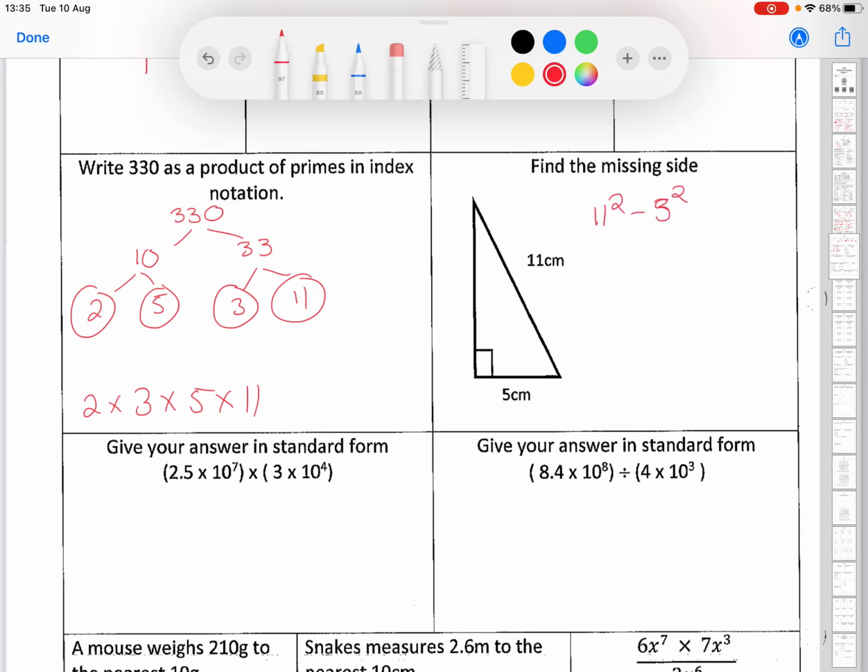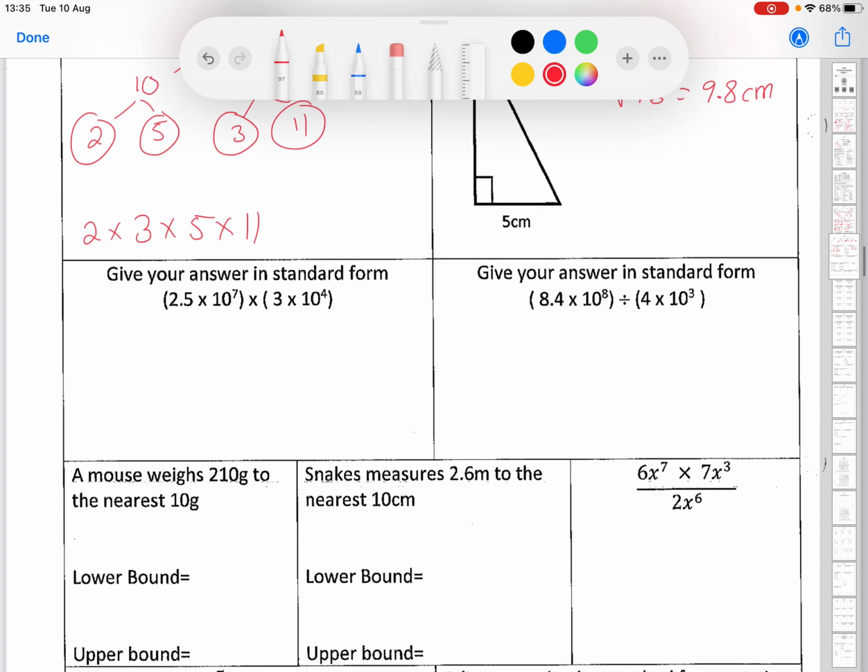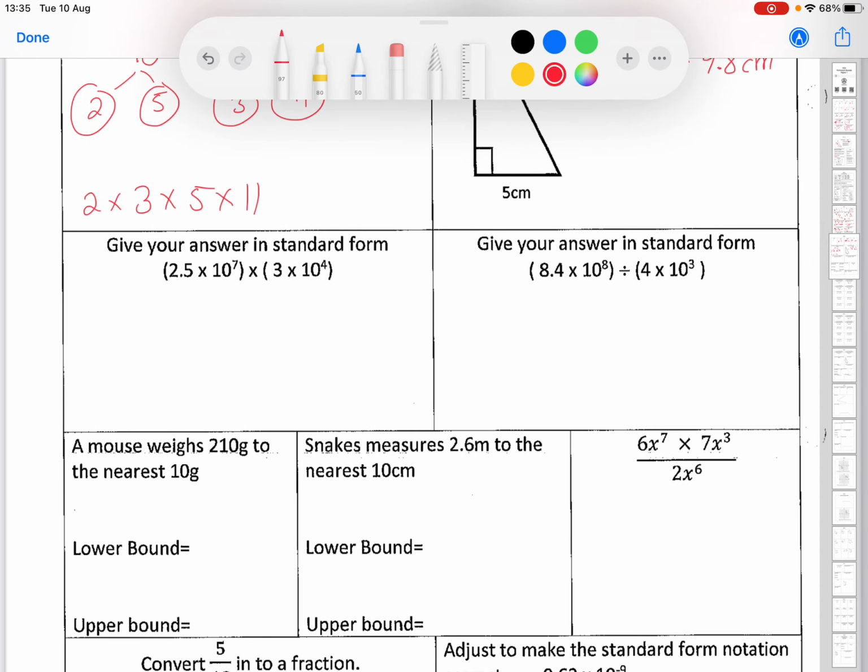So we're going to do 11 squared, subtract, I almost wrote 3.5 squared, that is 96. Then we're going to square root 96, which is 9.8 centimetres. So I square my numbers, add or subtract, and then square root.